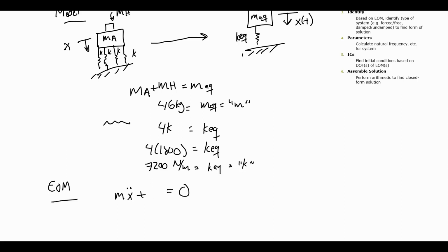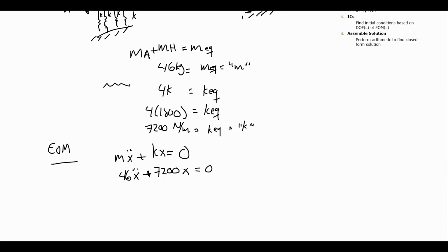So there is no external forcing after I start the timer at 0. There's no outside force acting on the system. There's no damping in the system. Again, this m and k are the equivalent m and k from the modeling step. That means the equation of motion for this system is going to be 46 x double dot plus 7,200 x equals 0. Once I get to this abstract step of just the spring mass representation, this is what the equation of motion looks like. So 46 x double dot plus 7,200 x equals 0.